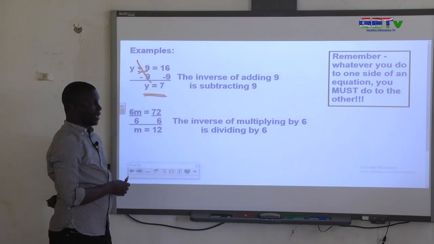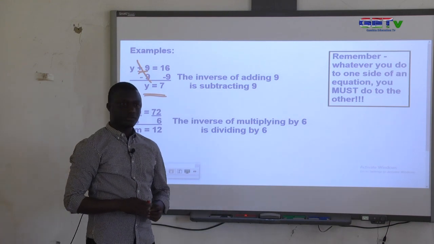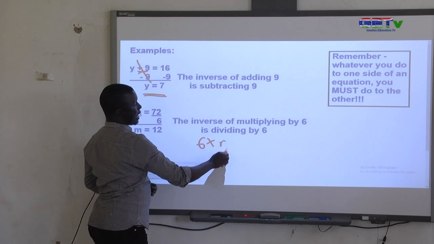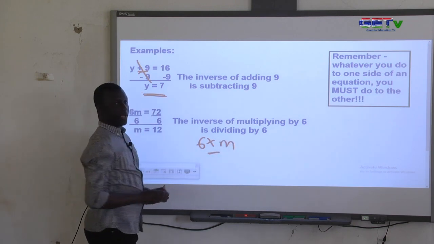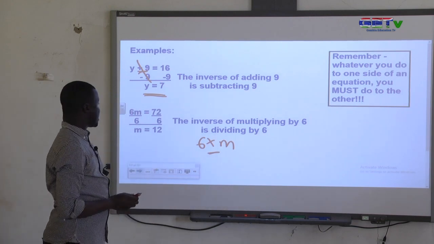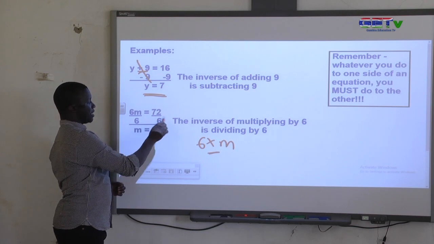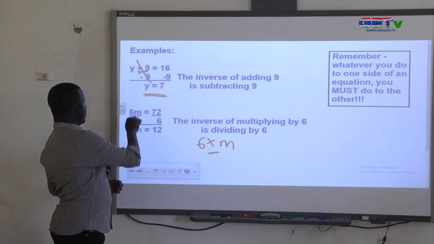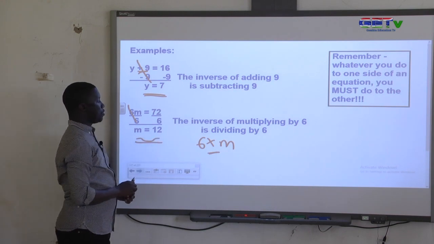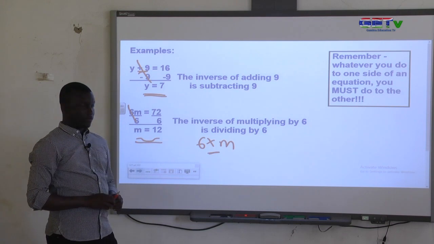There's a second example here. We say 6m equals 72. 6m means 6 times m. Therefore, the operation here is a multiplication, and the inverse of a multiplication is division. So we must divide both sides by 6, and that will undo the 6. So we have m equals 72 divided by 6, which is 12.